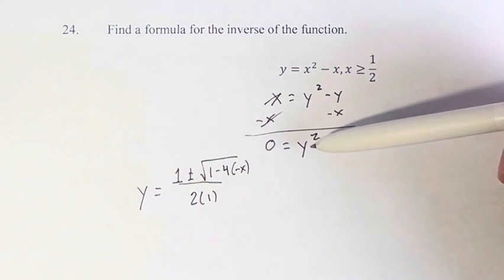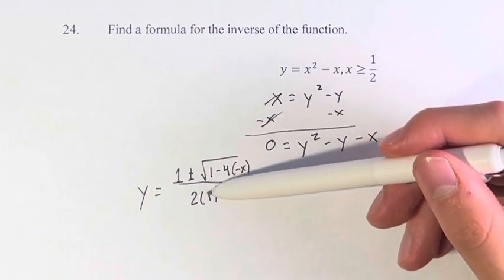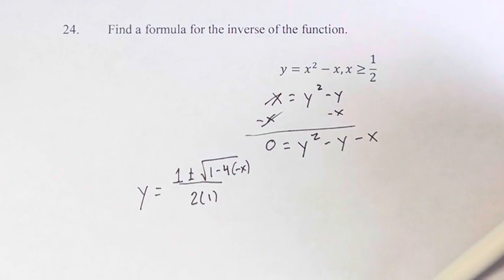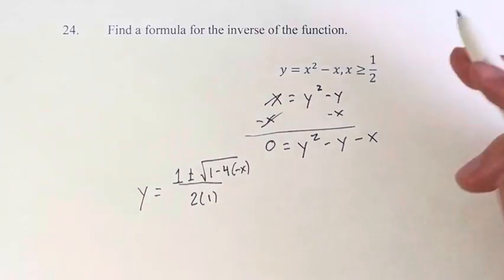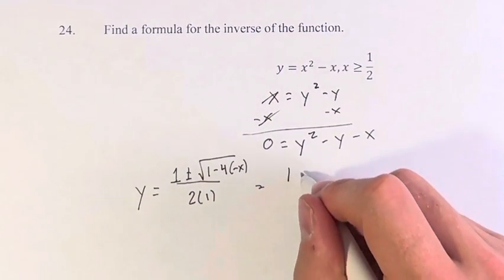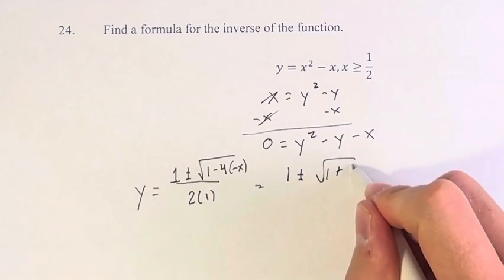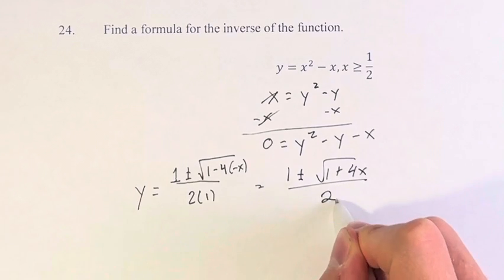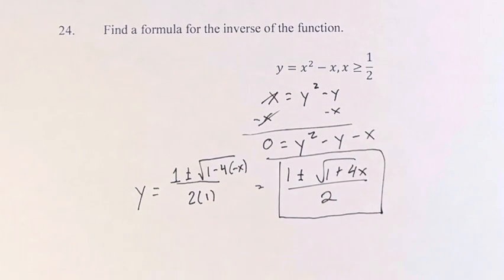Remember here that the variable in question is y. So the reason that a, for example, is 1 is because this is 1y squared, negative 1y, negative x times 1, or y to the 0. So this is y in terms of x, or 1 plus or minus the square root of 1, negative 4 times negative x is plus 4x, over 2. And this is the inverse of the function.